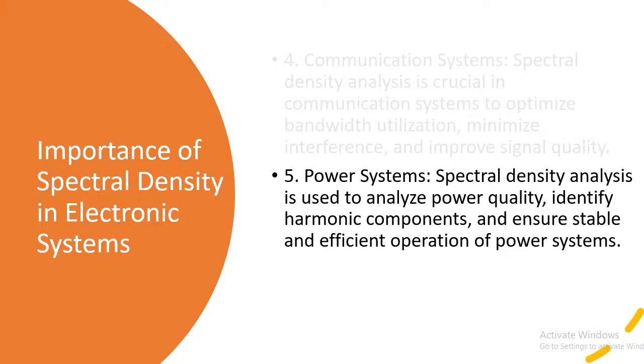Then in power systems, beyond communication is our interest. Power system is particularly electrical power. There it is important to analyze the power quality that we are getting. How do you analyze the power quality? Because you identify what the harmonic components are. As you know, the power supply is 50 hertz. Beyond 50 hertz, suppose you have 100 hertz, 200 hertz, 150 hertz. Those are the harmonic components available. You can identify them from this graph. Then you can ensure stable and efficient operation of power systems once you know that.